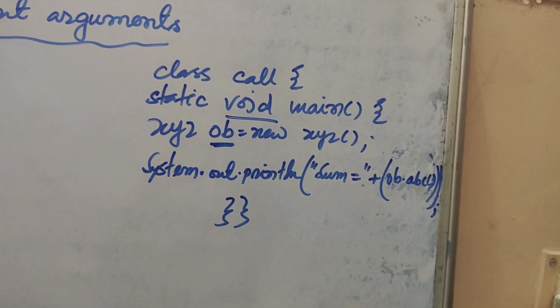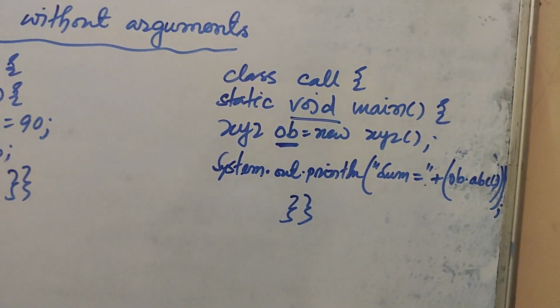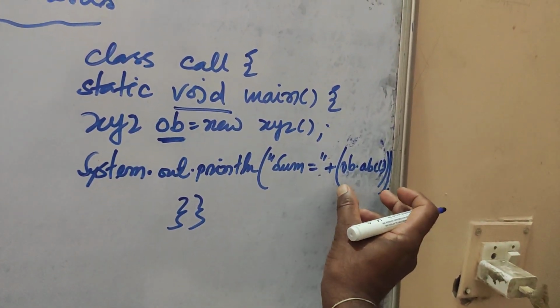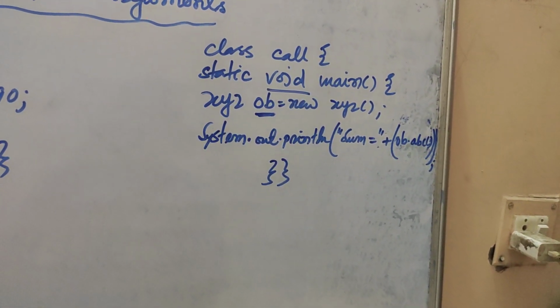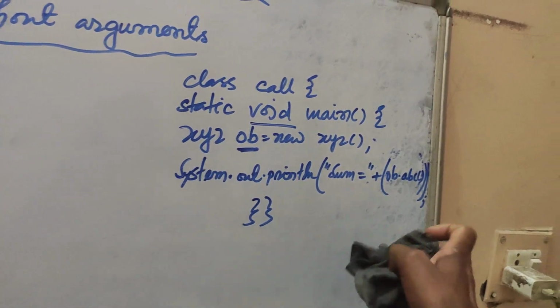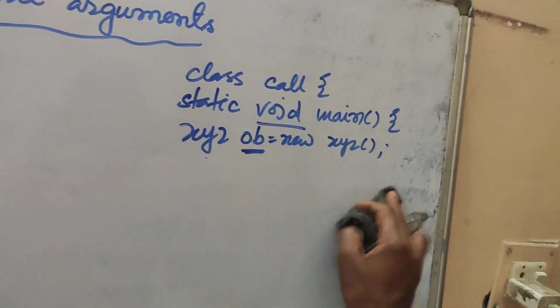Okay, System.out.println("sum = " + ob.abc()); then parenthesis open and close, then close this one, then that function. This is the process to call. One more process. Okay, this is one process.